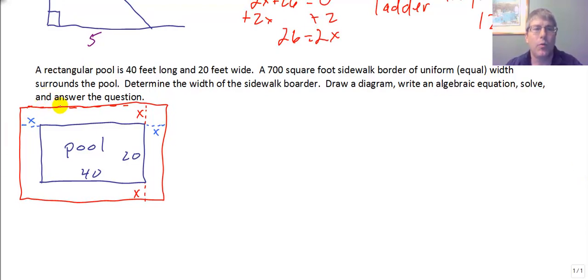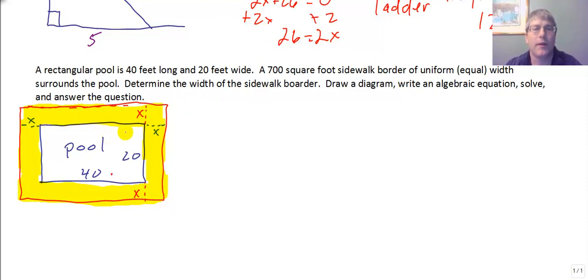A rectangular pool is 40 feet long and 20 feet wide. A 700 square foot sidewalk border of uniform or equal width surrounds the pool. So I've got my pool here, my pool that's 40 by 20. And then I've got this uniform border all the way around my pool. It's of equal width. It's the same width everywhere, but we don't know how wide it is.